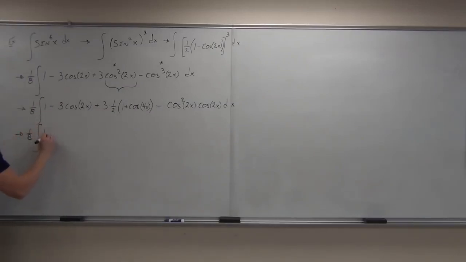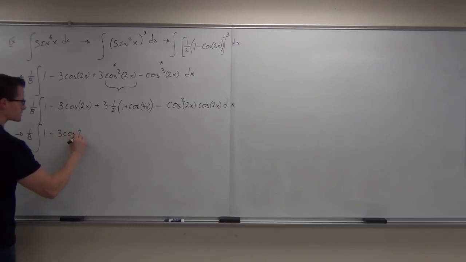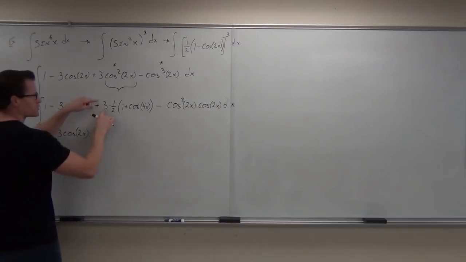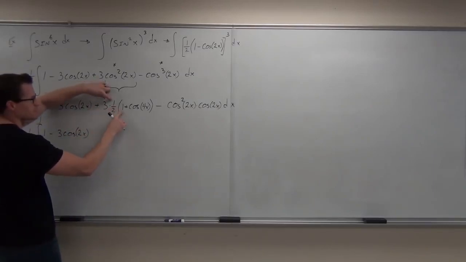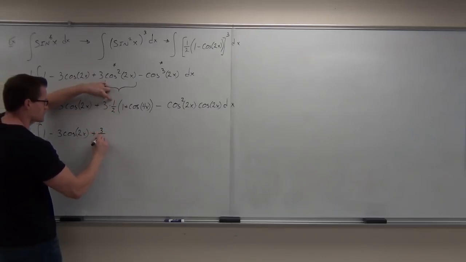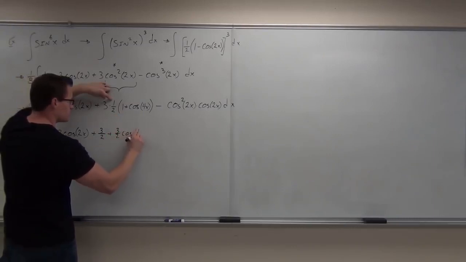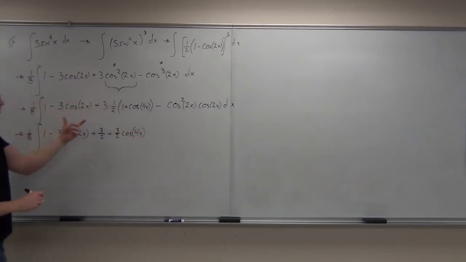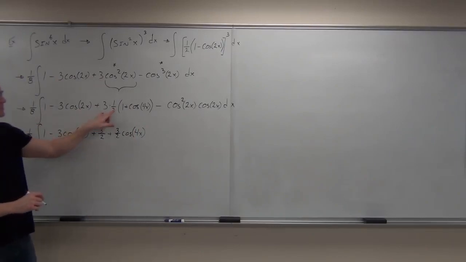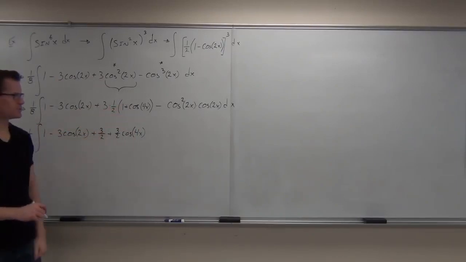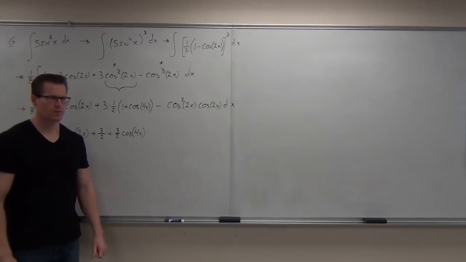We've got an integral. We've got a 1. We've got a minus 3 cosine 2x. We've got to check this out. This is 3/2 times 1, which is 3/2. 3/2 times cosine 4x is 3/2 cosine 4x. So this is exactly the same. All I'm doing is distributing 3/2. So we've got those two pieces. Quick head nod if you're right with that one.